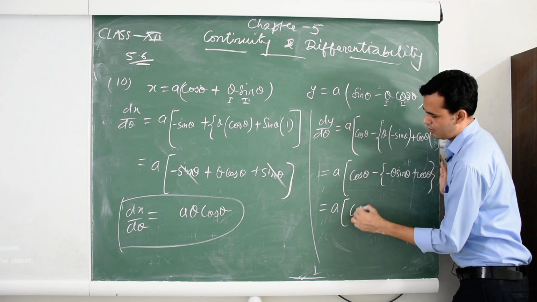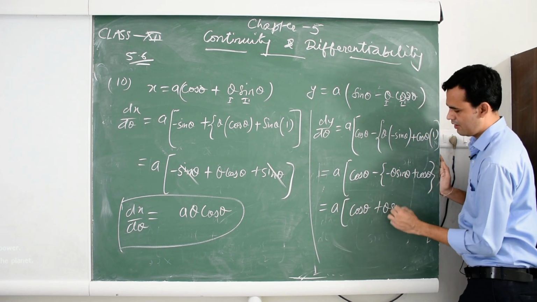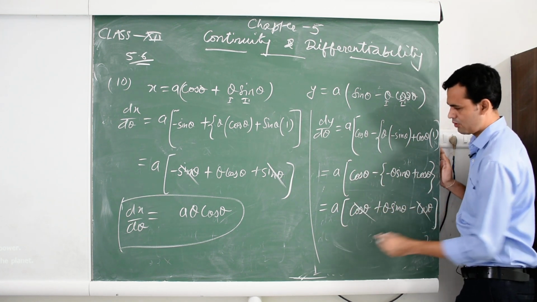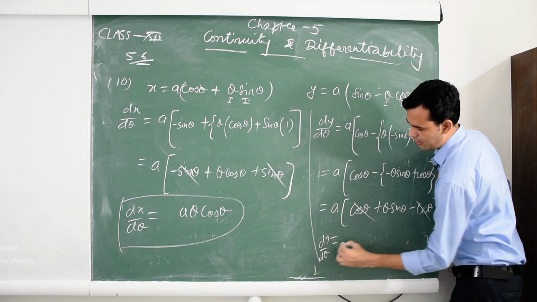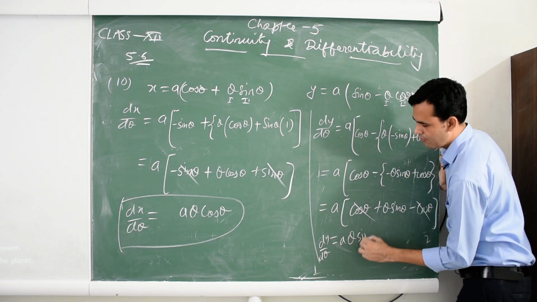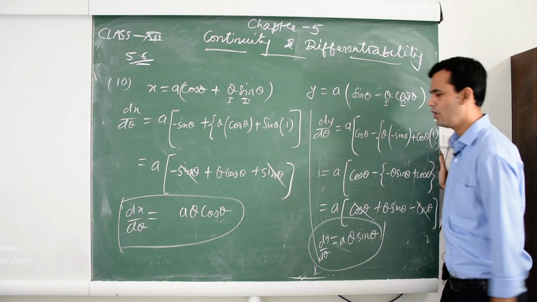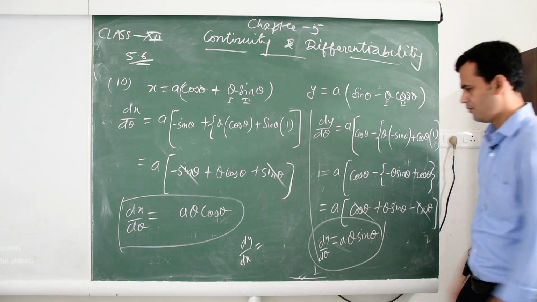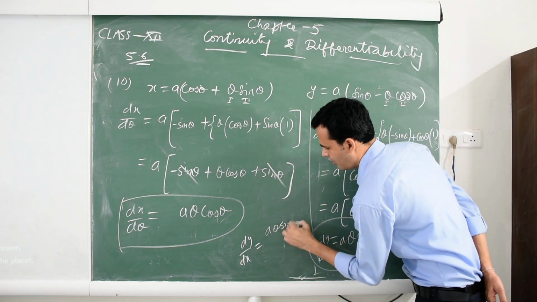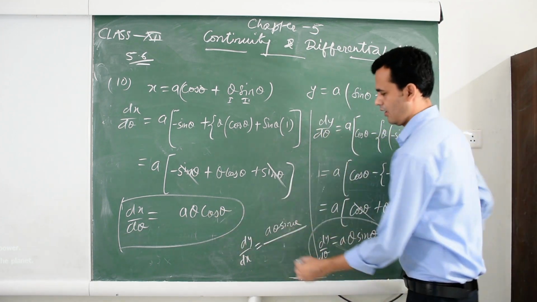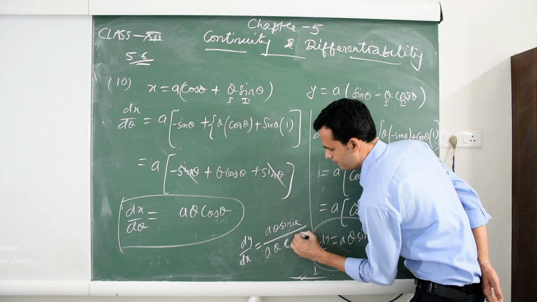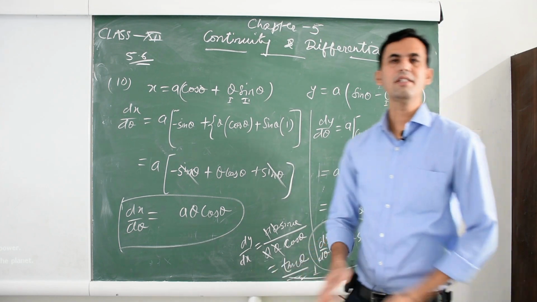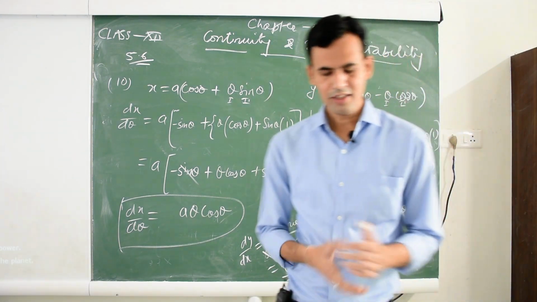So a cos theta minus cos theta plus theta sin theta, these two cancel. So the value of dy by d theta is a theta sin theta. If we have to find dy by dx, then first we write dy by d theta, a theta sin theta, and the value of dx by d theta as a theta cos theta. So it is tan theta. The answer is tan theta. Okay, so this is all about exercise 5.6.